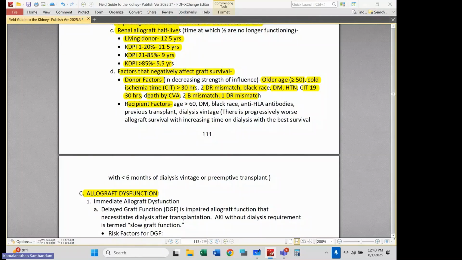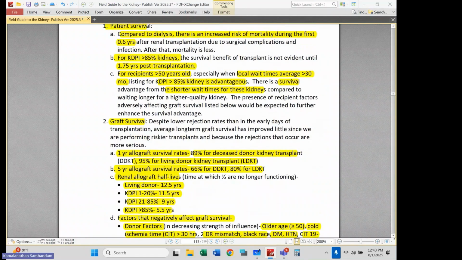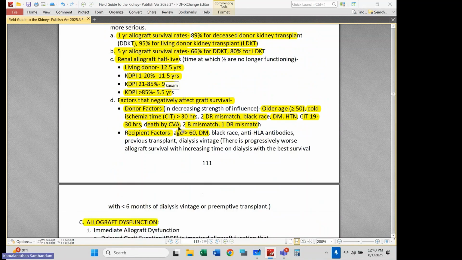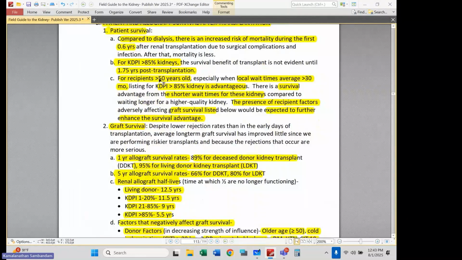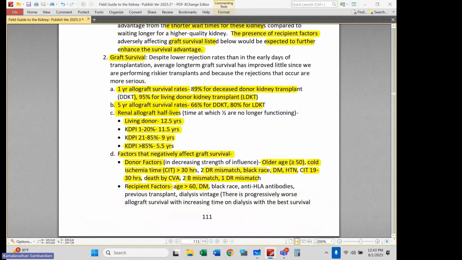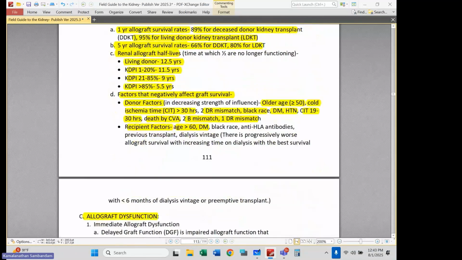Recipient factors, right? These are factors that also might help you further counsel about shortening your time on dialysis by accepting a high KDPI kidney. That's what this sentence refers to, okay? Some things about your recipient that affect graft survival might further enhance the survival advantage of a high KDPI kidney. So these are the recipient factors, right? I said that just being 50 with a longer wait time of over 30 months might be something that tilts you towards a high KDPI kidney.